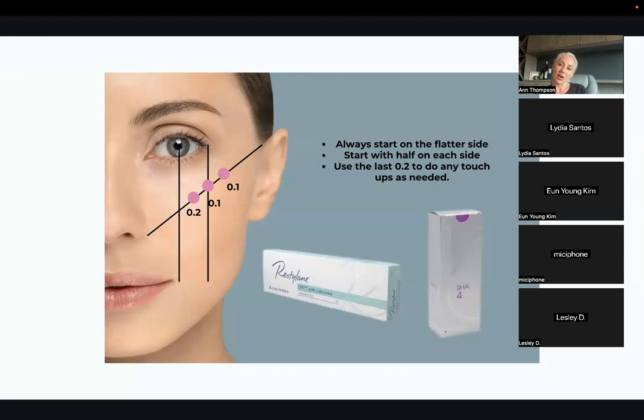That's really why I like RHA 4, because you have 1.2. So now I don't have just 0.2 left. Now I have an additional 0.2. So I have a total of 0.4 left that I can go back in and tweak. So the patient gets a little bit more bang for their buck.